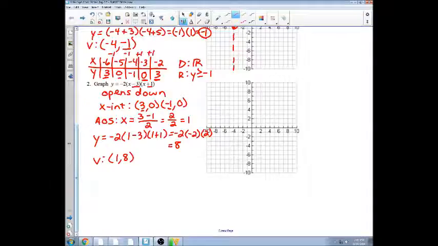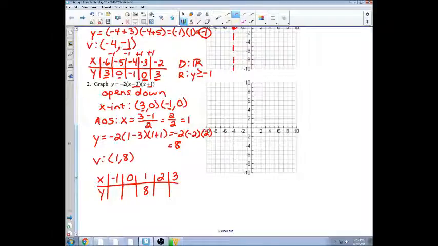Moving on, after I find my vertex, I always just go ahead and make a table. What do I put in the center? My vertex. Going to the right, I add 1, so 2. Add 1, so 3. Going to the left, I subtract 1, so 0 and negative 1.